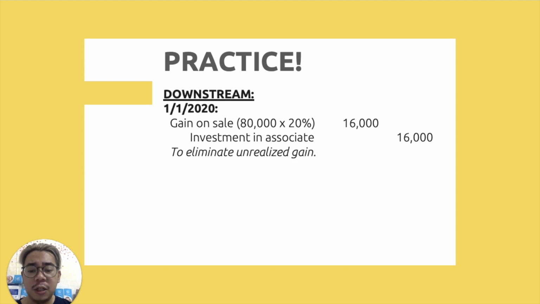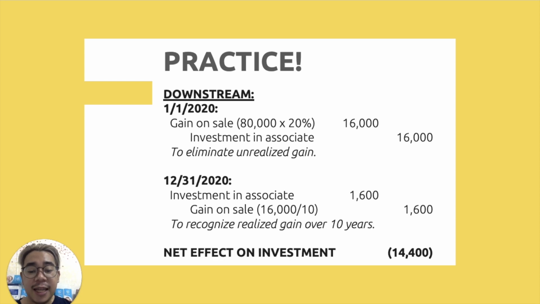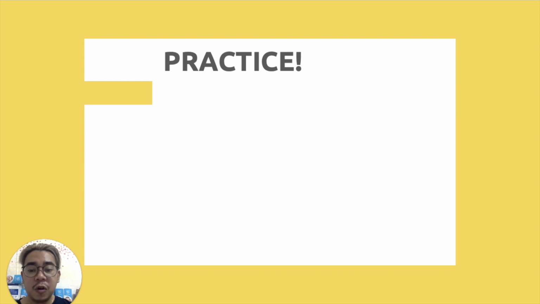But on December 31, since nagagamit siya for 10 years, so yung 16,000 na ineliminate mo, dahan-dahan siyang maging gain every year for the next 10 years. So ang entry on December 31 is debit investment in associate 1,600, credit gain on sale 1,600 to recognize the realized gain. The net effect on the investment, take note, no, nag-credit tayo ng 16,000 tas nag-debit tayo ng 1,600. Ang net effect ay 14,400 deduct. So, what if upstream naman to? Assuming lang si associate ang nag-record ng gain.